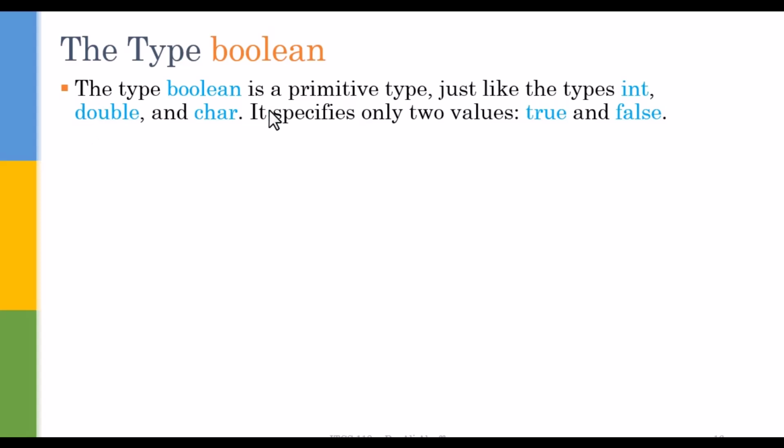The data type Boolean is a primitive, just like the types integer, double, and char. It specifies only two values, true and false. So the values we can save inside a Boolean data type are either true or false.